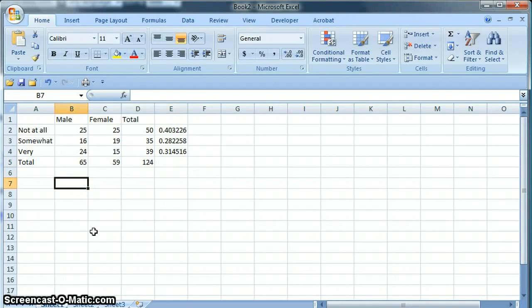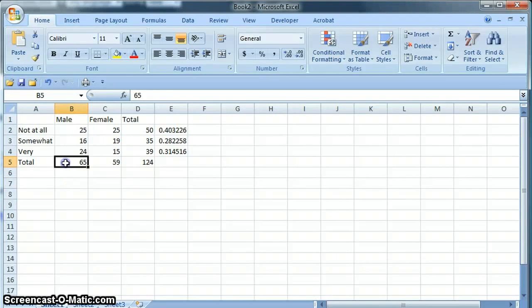Okay, what we're going to do is start by assuming that there is no difference between males and females in the target population. When we do statistical analysis, we always start with the assumption that there is no difference or no relationship between the variables that we're looking at. What we would expect to see if there were no difference between males and females is, since 40% of everyone said not at all, we'd expect to see 40% of males say not at all and 40% of females say not at all. So let's see if that is true or not.